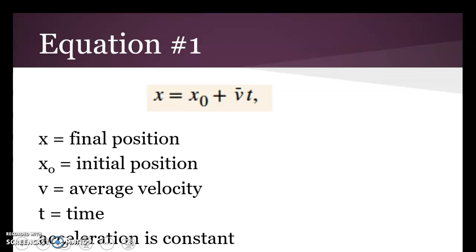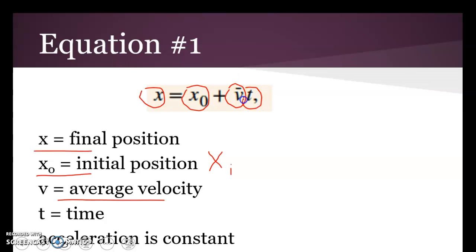So here's the first equation. And this is x, which is your final position. That's equal to your initial or starting position. If you want to go xi, you can do that. You take your average velocity, all right, average, which is total displacement over total time, and then multiply it by time. And that will give you a final position.